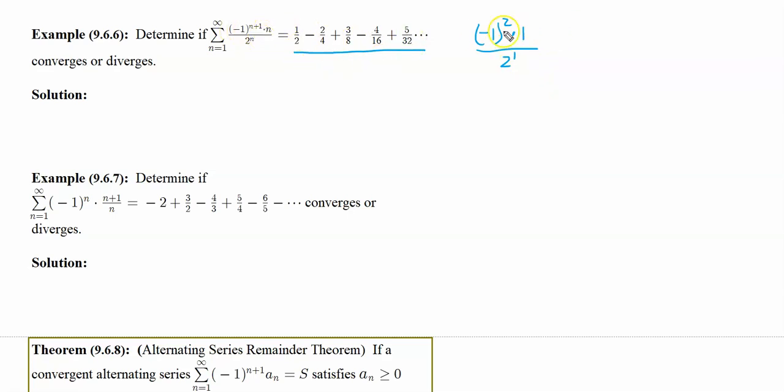If you put 2 in for this n, you'll get -1 cubed, which is negative, so that's how you get the -2/4. Of course, that's 1/2. We just didn't simplify it. And let's just do one more. If you put 3 in for the n, you'll get -1 to the 4th, which is +1, times 3 over 8. So that's how you get the +3/8. And then you get -4/16, or 1/4, of course, +5/32, and so on. So let's see if this converges or diverges.